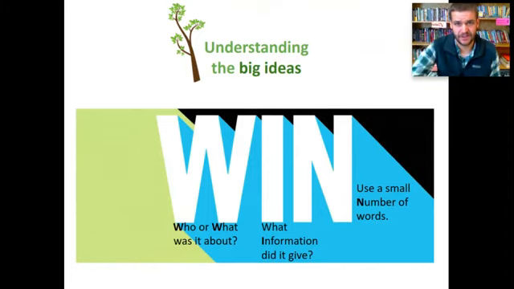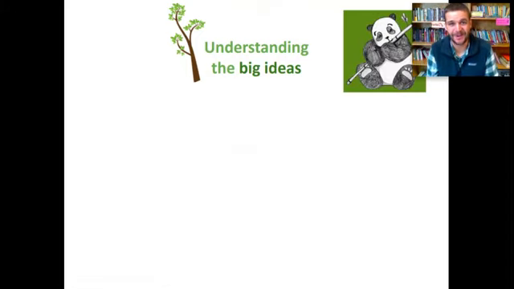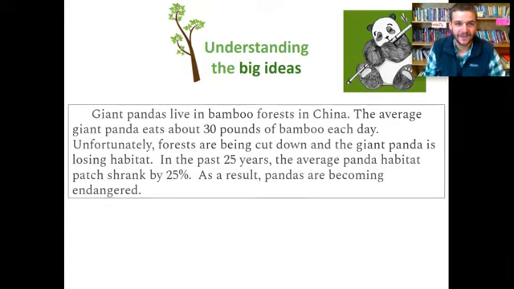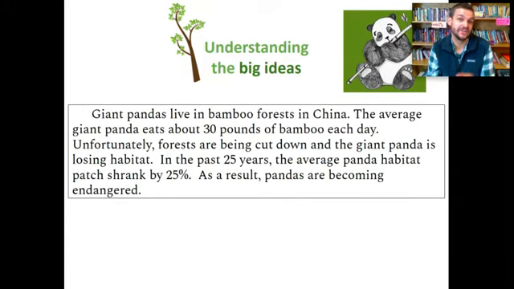Let's practice that together. Aw, look at that cute panda bear. They're so cute. Okay, so let's just pretend this is a whole article. It's just one paragraph, but let's pretend this is an article and read it together. Giant pandas live in bamboo forests in China. The average giant panda eats about 30 pounds of bamboo each day. Unfortunately, forests are being cut down and the giant panda is losing habitat. In the past 25 years, the average panda habitat patch shrank by 25%. As a result, pandas are becoming endangered.